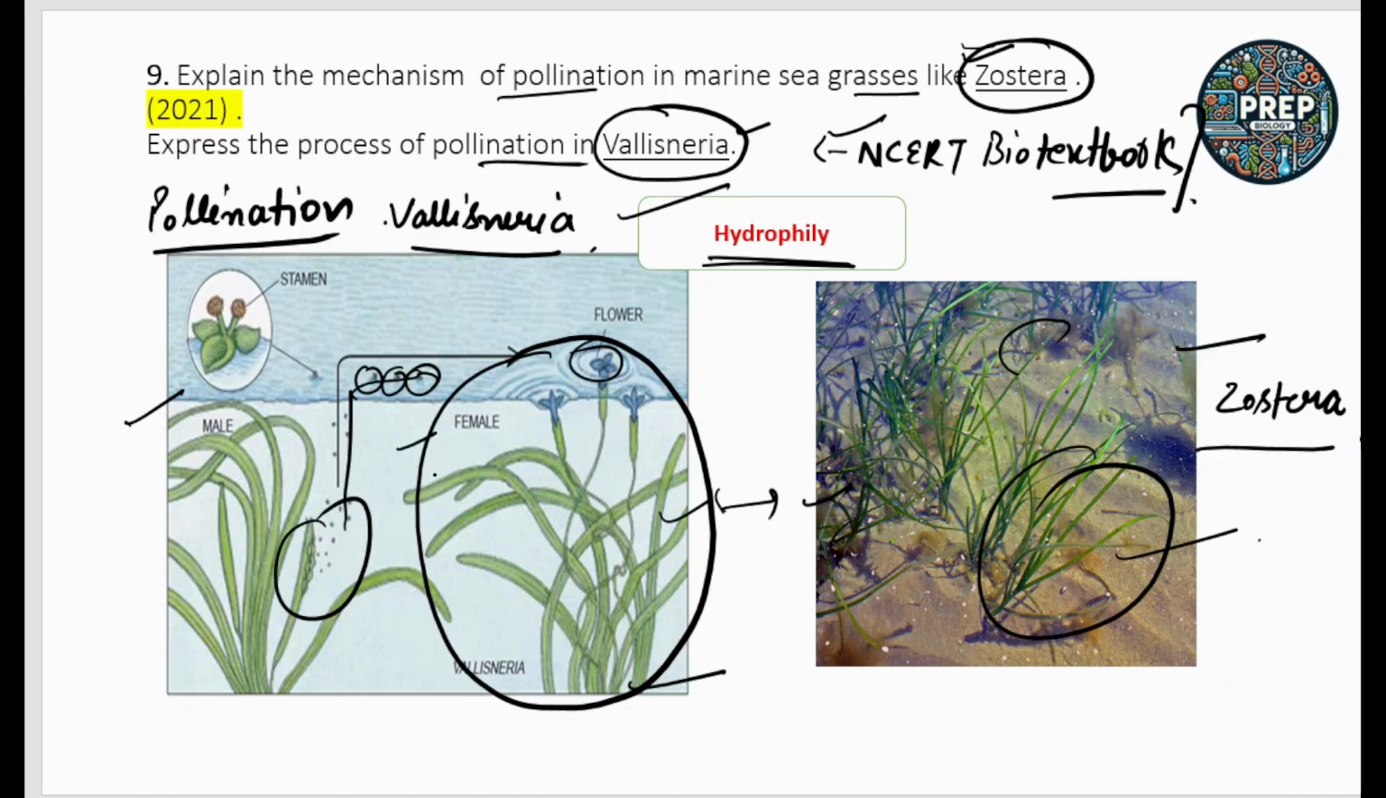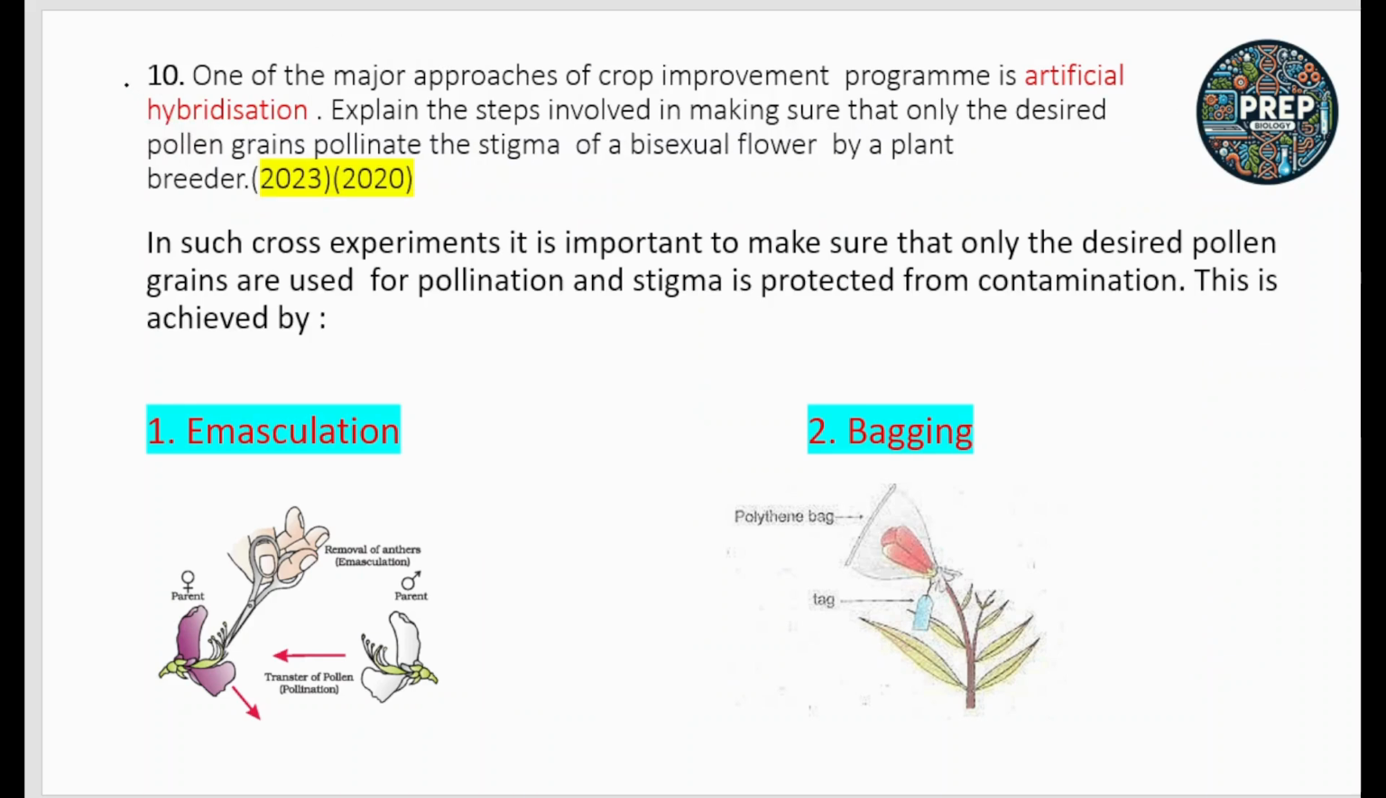So these are some of the features of the pollination of both the plants Zostera and the Vallisneria. The structures are also very important. Next question is: one of the major approaches of the crop improvement program is artificial hybridization.